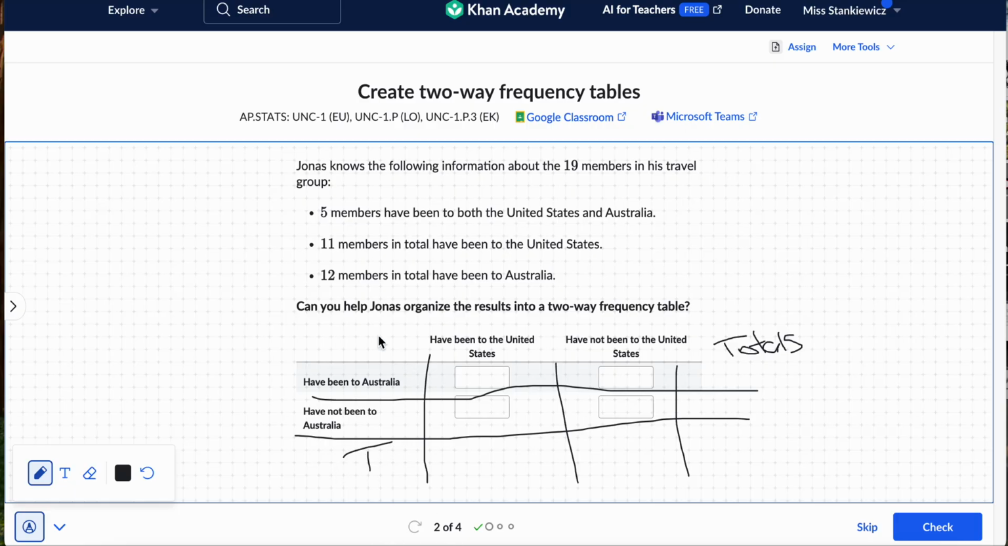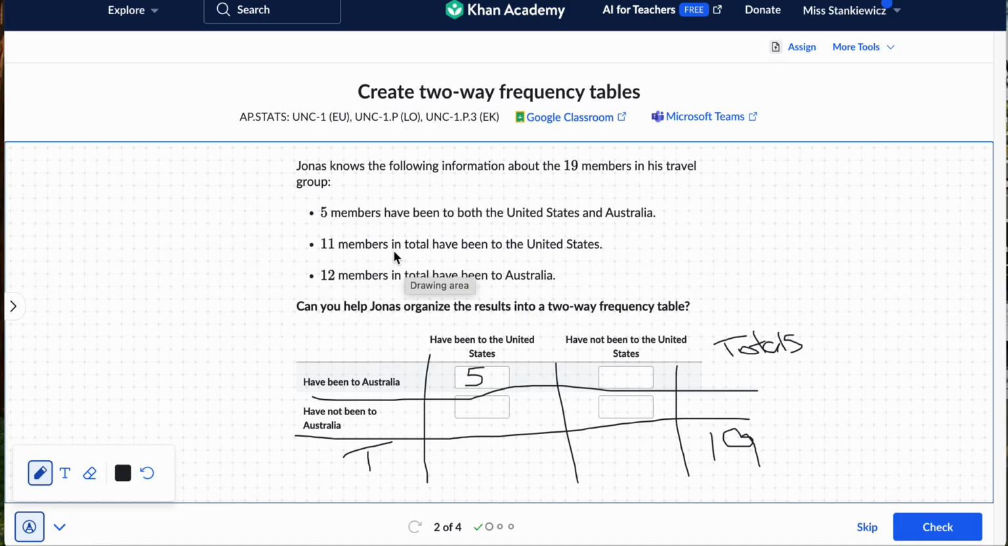It's the total column. So Jonas knows the following information about 19 members in his travel group. That's the total amount of members. That's the total. It does not go in a box. It's just the total. 5 members have been to both the U.S. and Austria. U.S. and Austria, 5 members.